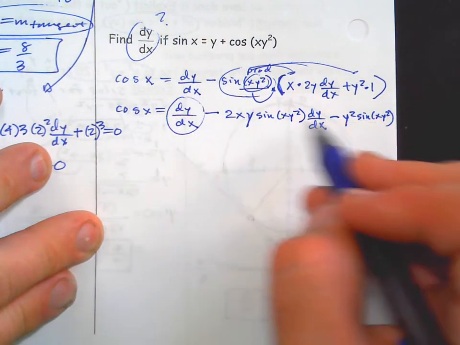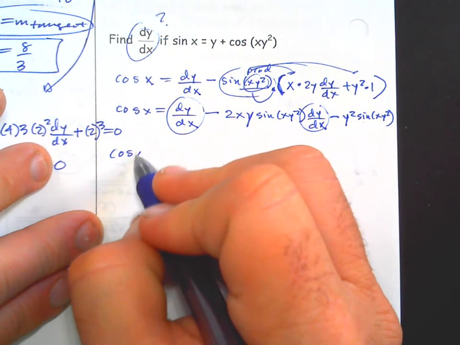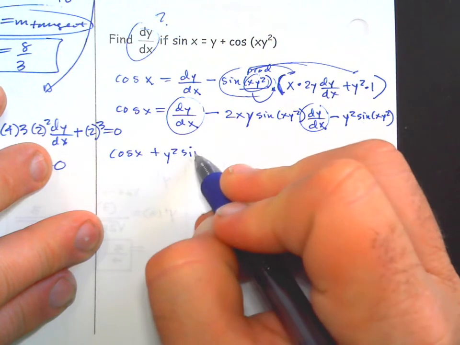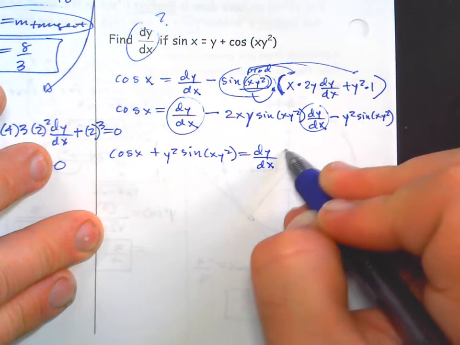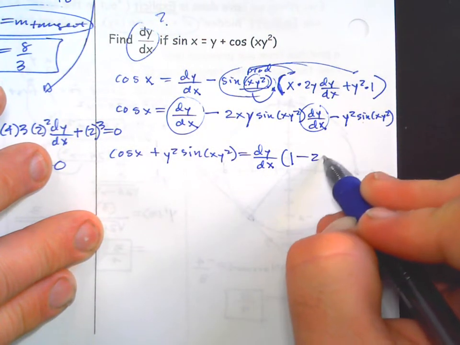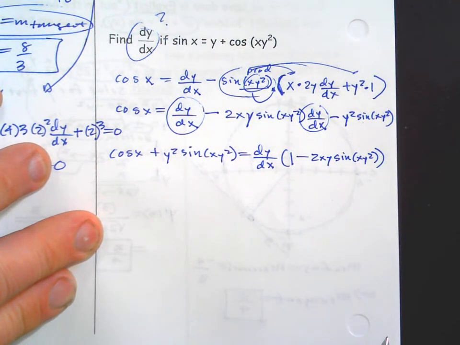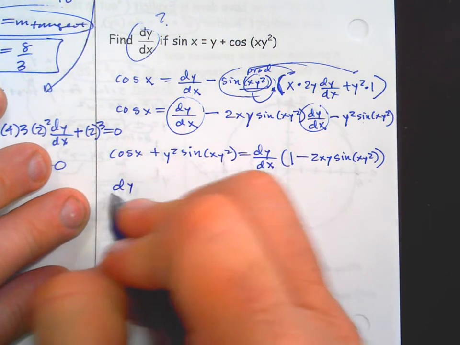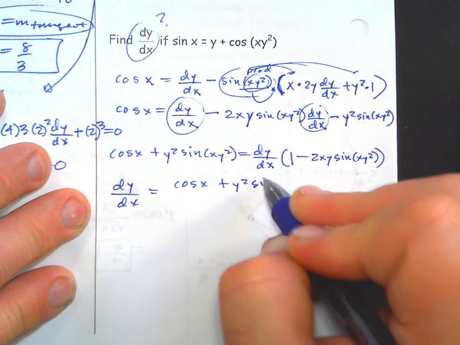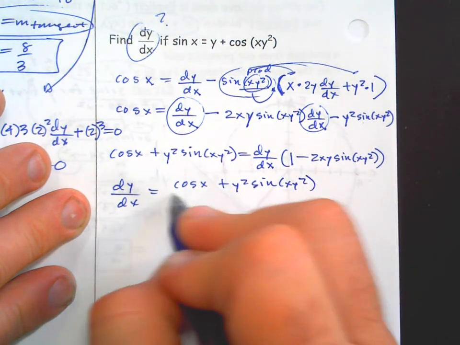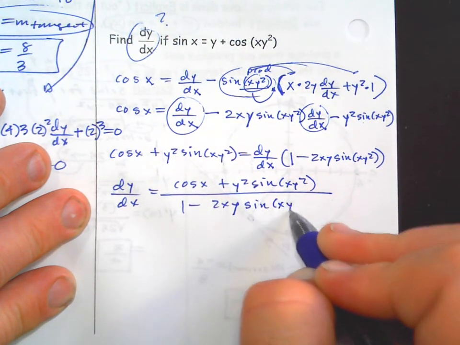Now here's your dy dx's. This guy's going to go to the other side or vice versa. I mean, it's up to you. I mean, cosine x plus y squared sine xy squared. And then we're gonna factor out the dy dx out of these two terms to get them together. 1 minus 2xy sine xy squared. Right? And then we're almost there. Dy dx equals cosine x plus y squared sine xy squared divided by 1 minus 2xy sine xy squared.